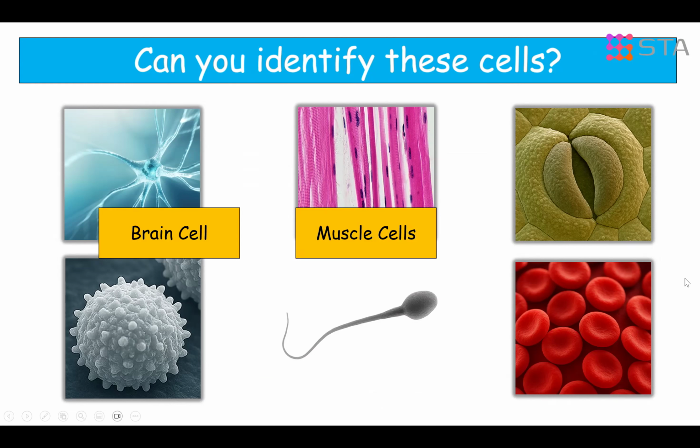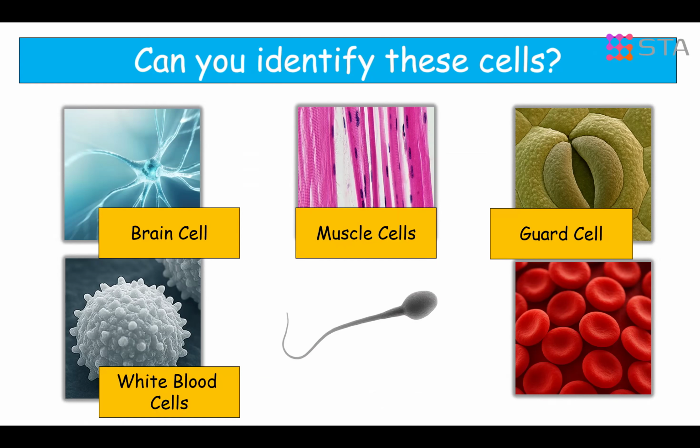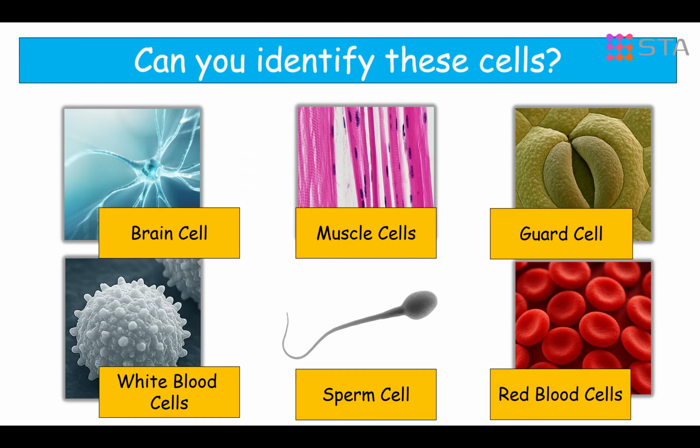Number 3 is actually a pair of guard cells. So these two cells are guard cells, and this hole in the middle is called the stomata. More on that later. These are found on the underside of a leaf. Cell number 4 is a white blood cell. Cell number 5 is, of course, sperm cells. And cell number 6 is red blood cells. Hopefully that was an easy one. So, 6 different types of specialized cells, which you may have been able to identify by their features.